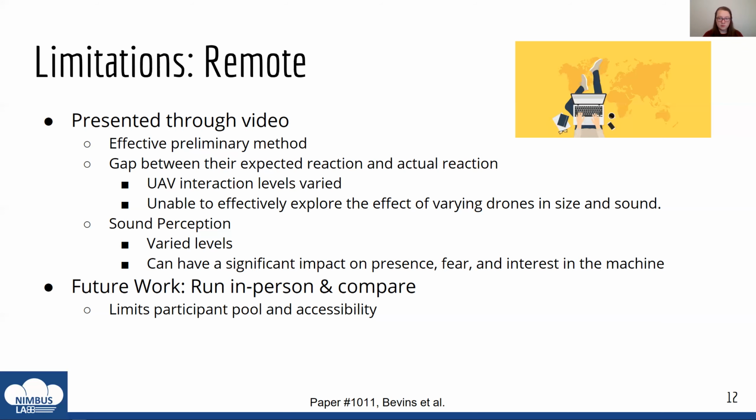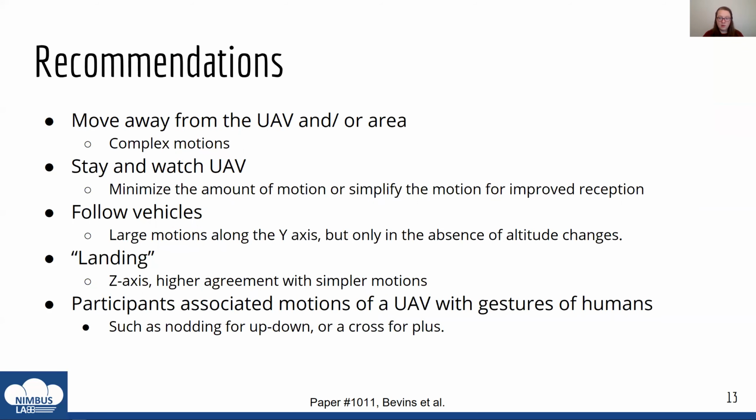and accessibility levels. And now I'll cover some specific practical implications for UAV developers and future researchers to provide safe and knowledgeable interactions. First, we saw that complex motions are likely to result in participant intention to move away from the UAV and the area. If you need them to stay and watch what the drone is doing, it's best to minimize the amount of motion or simplify the motion for improved reception.